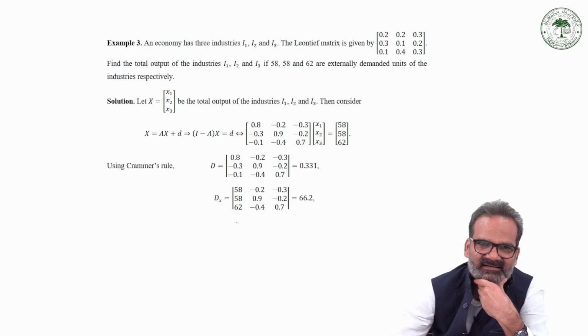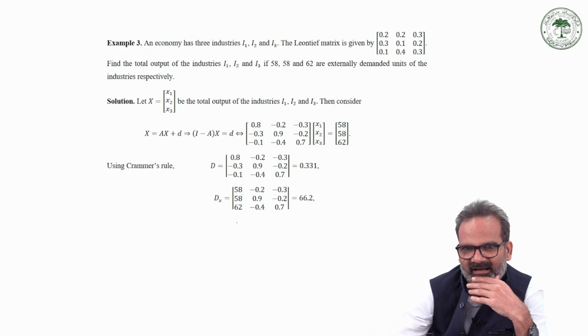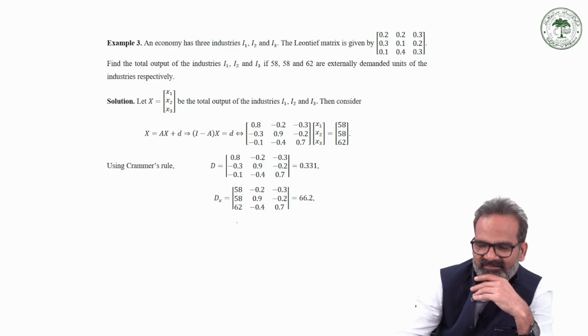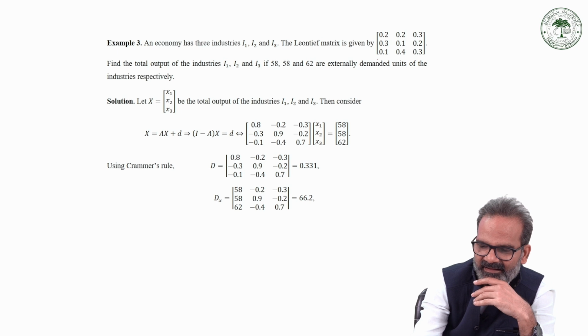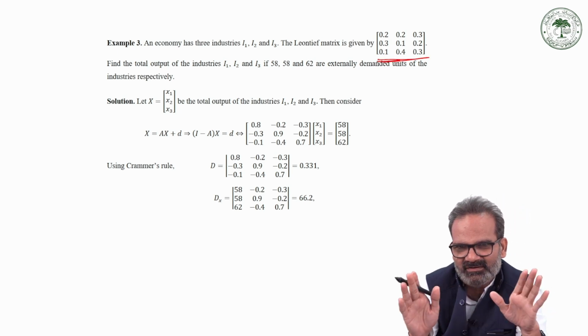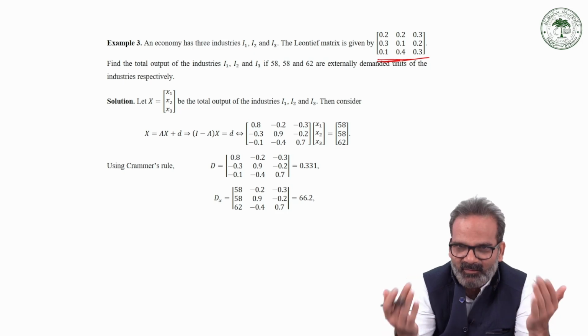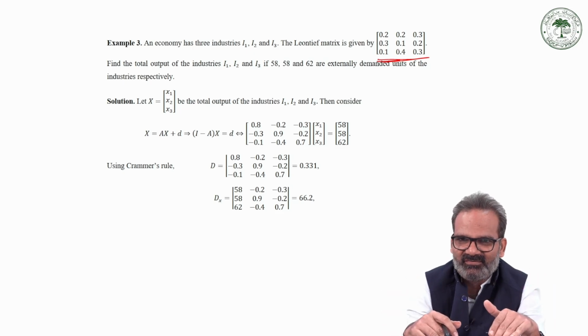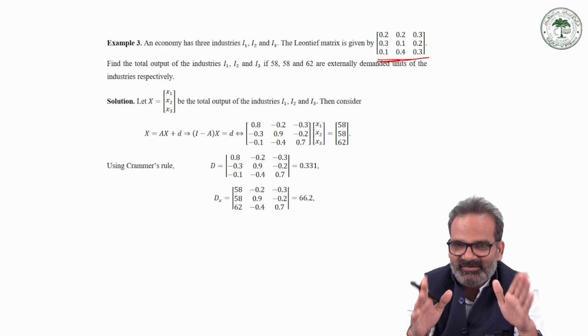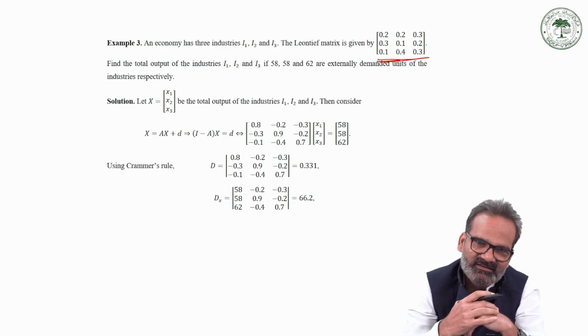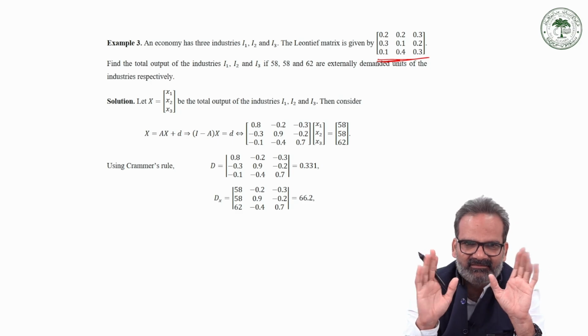An economy has three industries, again I1, I2 and I3. The Leontief matrix is given by this. Here again they have given the Leontief matrix. You don't need to formulate the equations yourself, right? Because the difficult task in the Leontief model is what? To transform the word problem into the mathematical equations. So here the matrix is given.